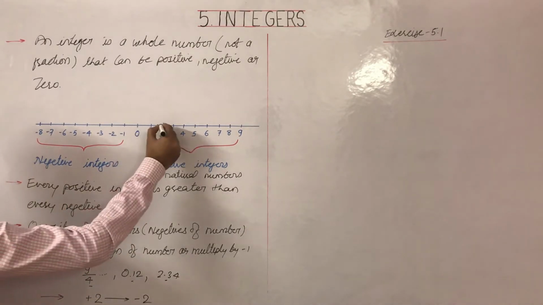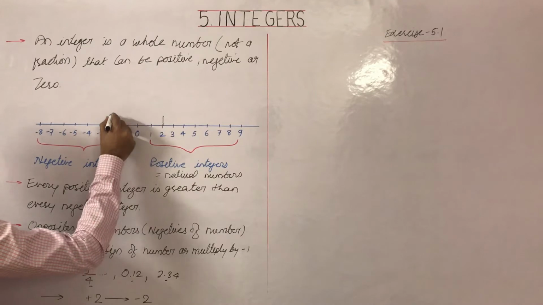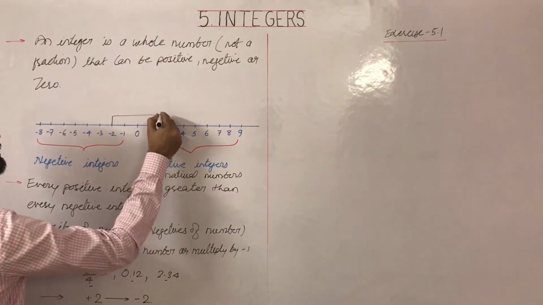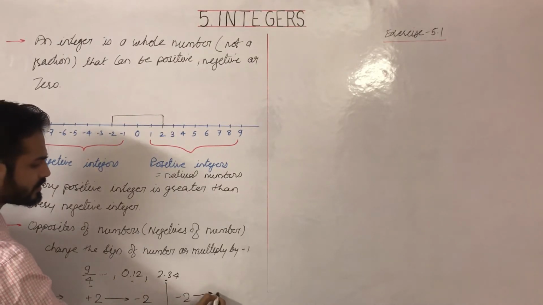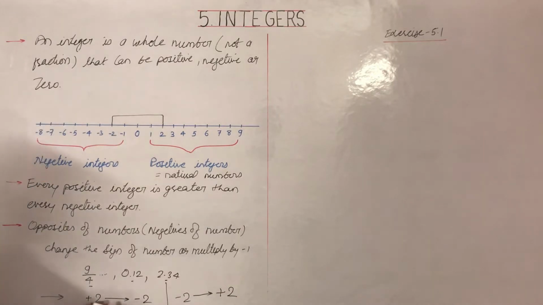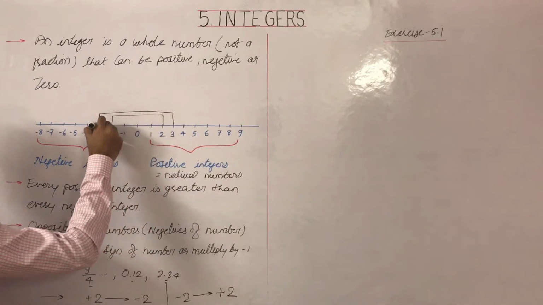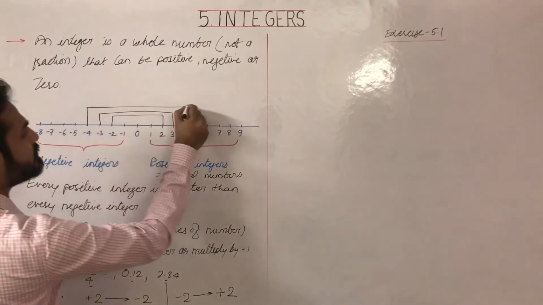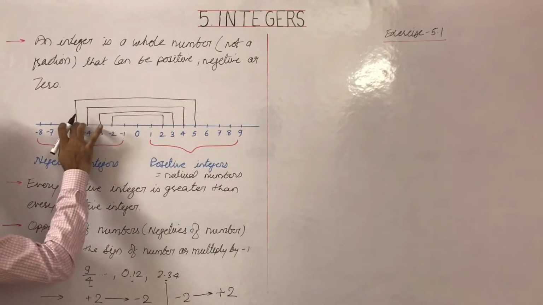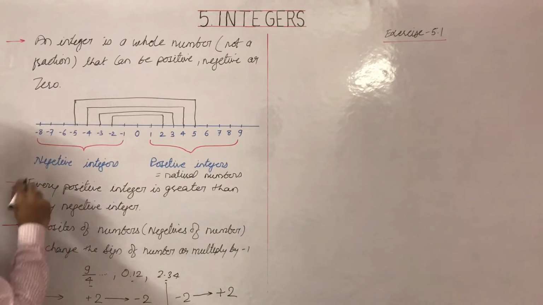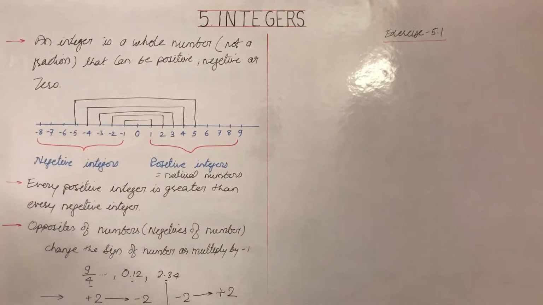So here 2 and -2, these two numbers are opposites of each other, right? So opposite of -2 is +2 and opposite of +2 is -2. Similarly 3 is opposite of -3, and -4 or negative of 4 is opposite of +4. So these are opposites of each other. Just change the sign. What about 0? 0 itself is opposite of 0, right?